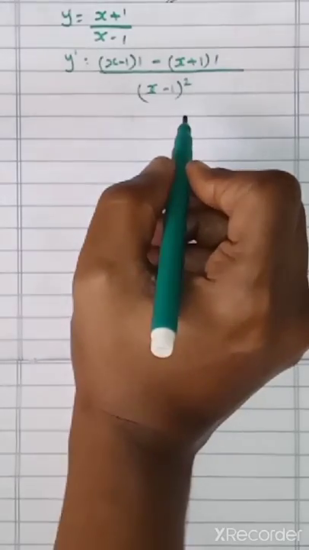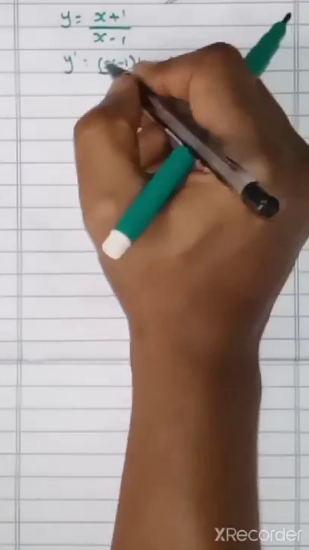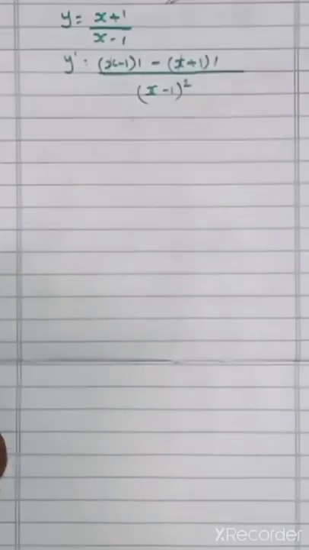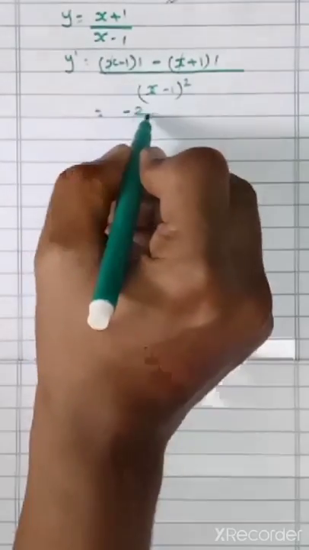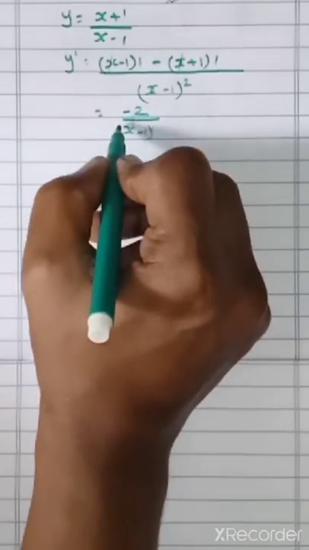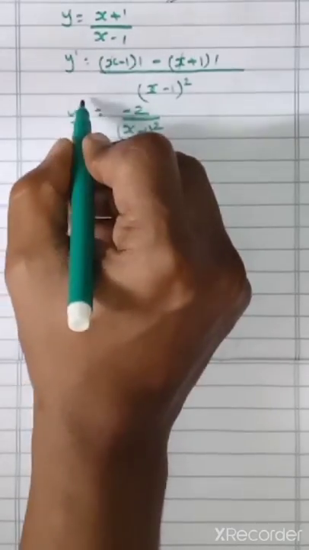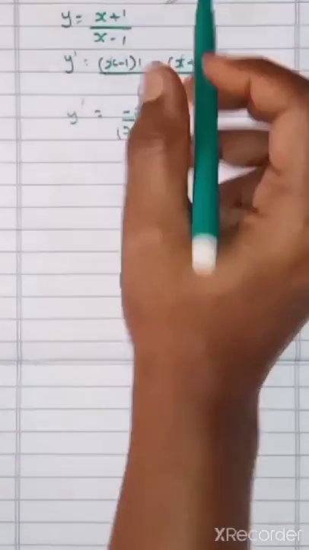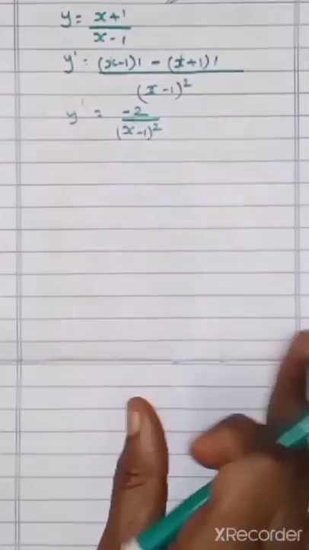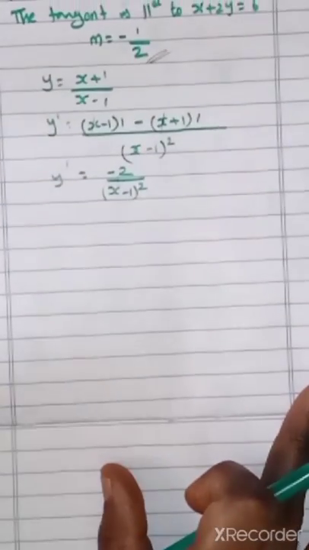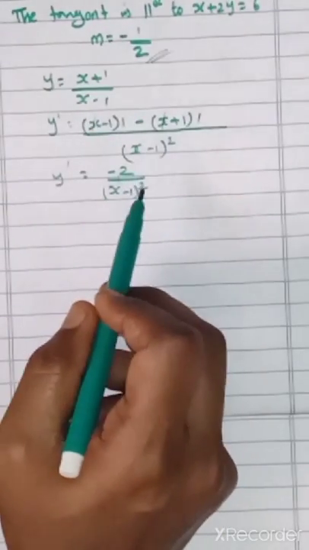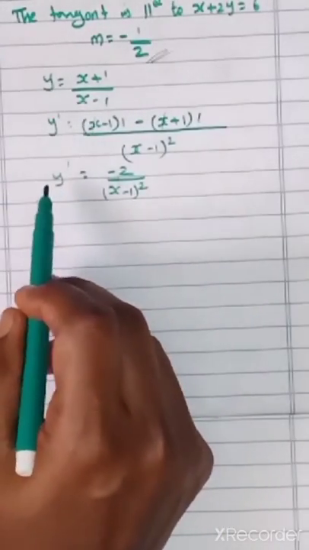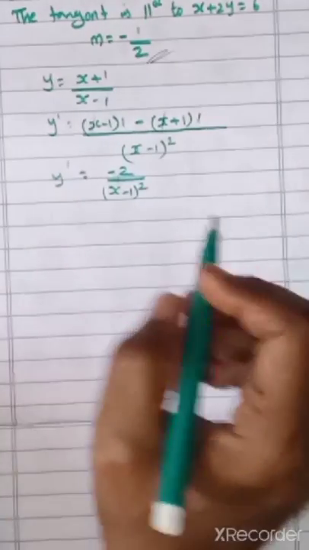Again, if you simplify this one, plus x minus x will get cancelled. Minus 1 minus 1 is minus 2. So what you will get? Minus 2 by x minus 1 the whole square. This is your y dash. Now, can we equate this m and this m? Yes. So first m is minus 1 by 2, and we can equate this m and this m, okay? Because y dash means slope only, okay?